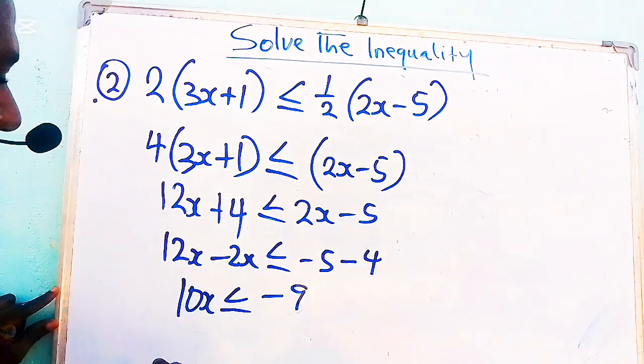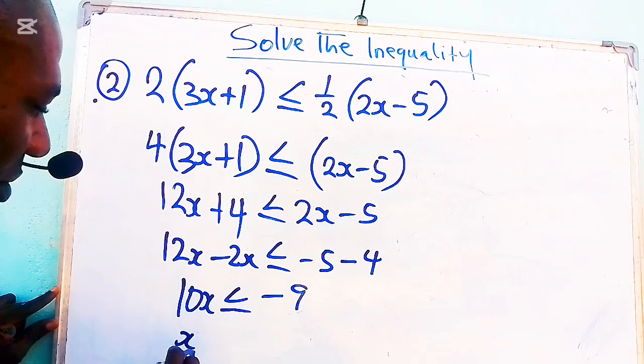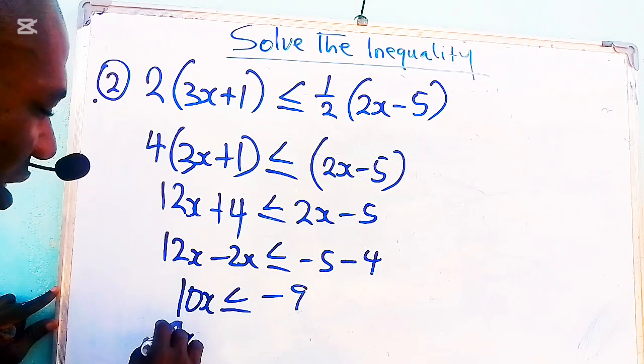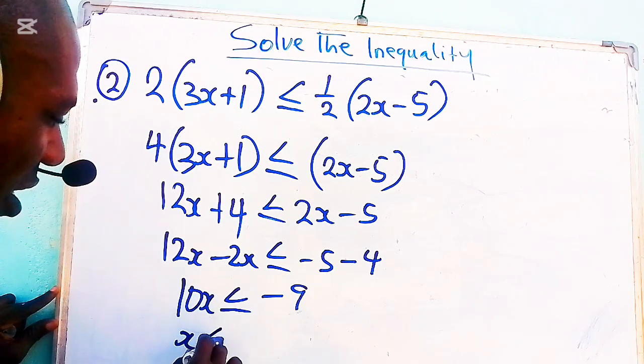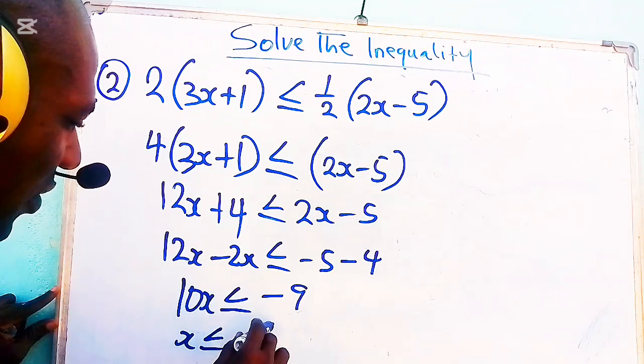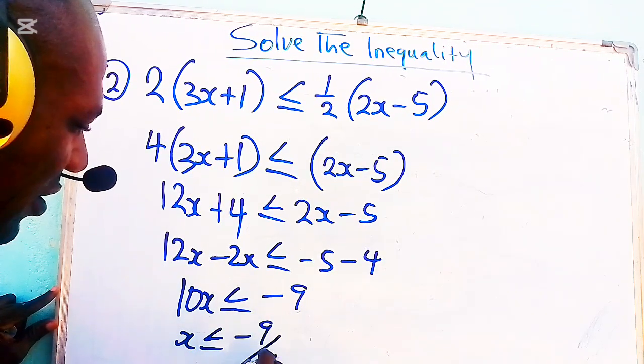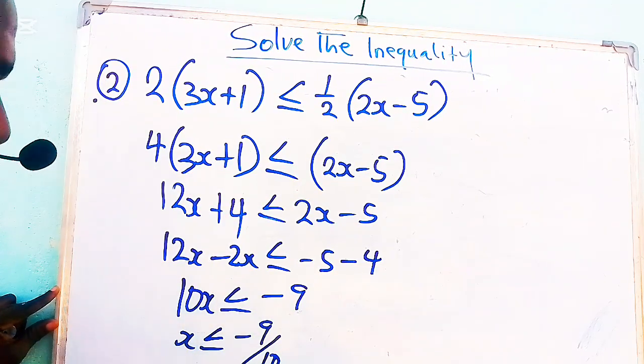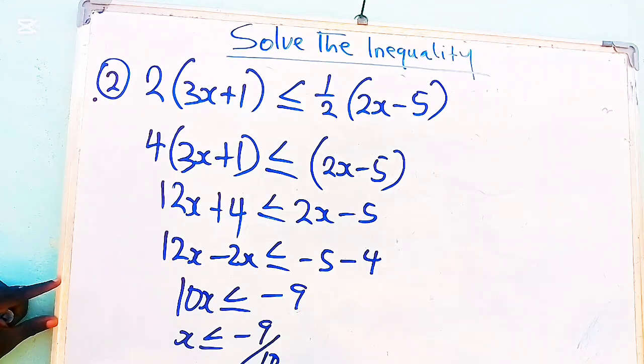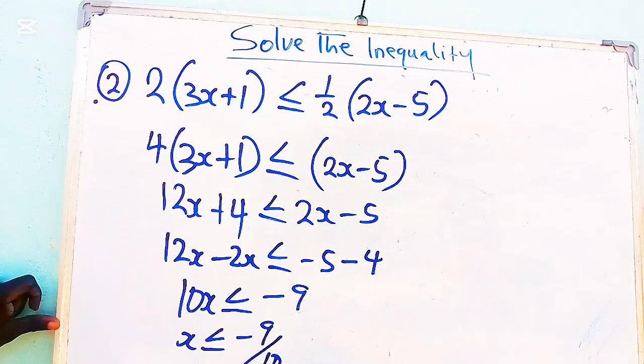Then divide both sides by 10, then our x will be less than or equals to minus 9 over 10 as the final answer. If you are confused, please do let me know. It's very simple. Thank you.